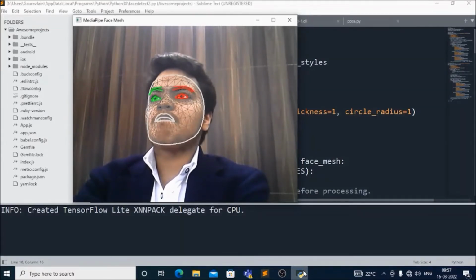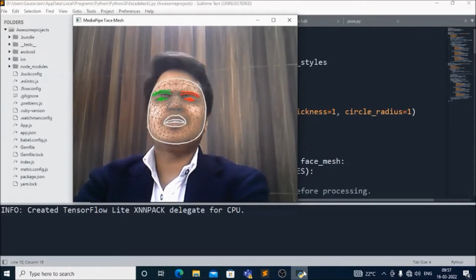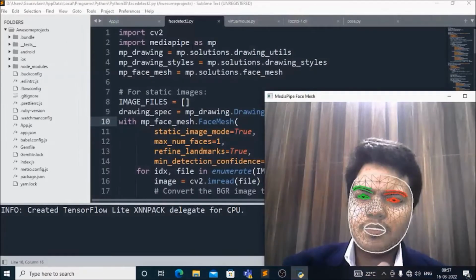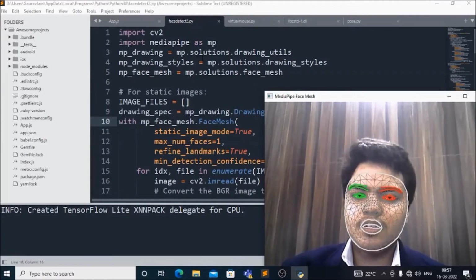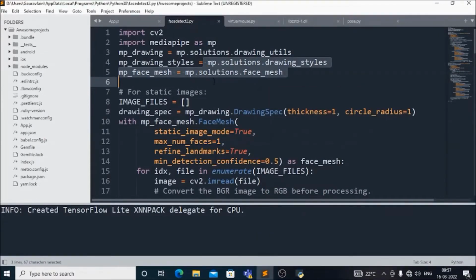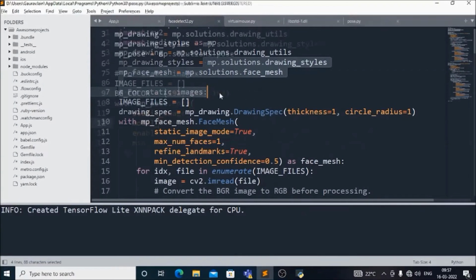Absolutely right, Advik. And now, what are the packages we have used here in this program? MediaPipe. Absolutely right, dear. MediaPipe is helping us in face detection, and CV2 is helping us in accessing the device's camera.